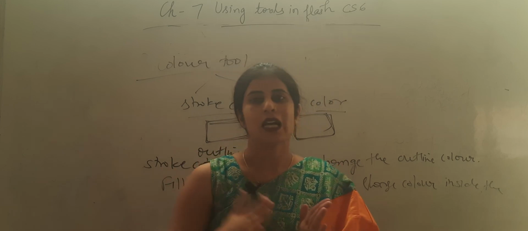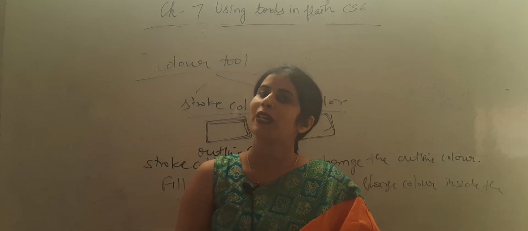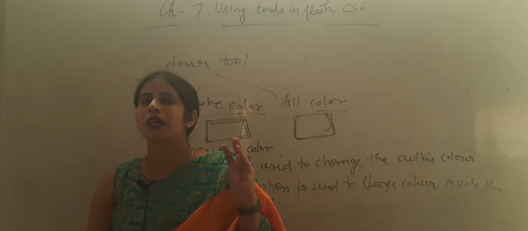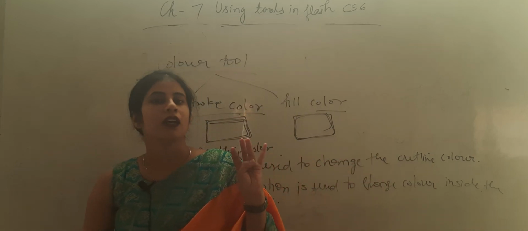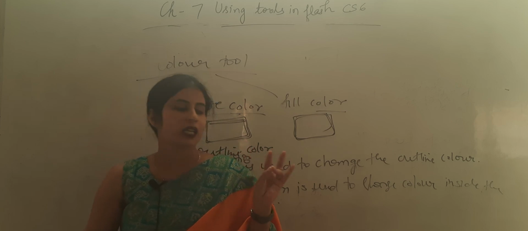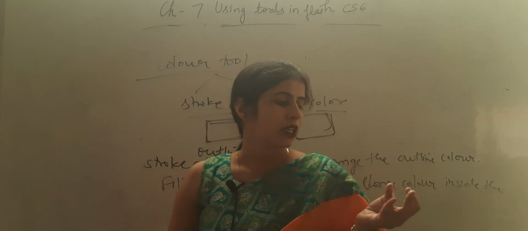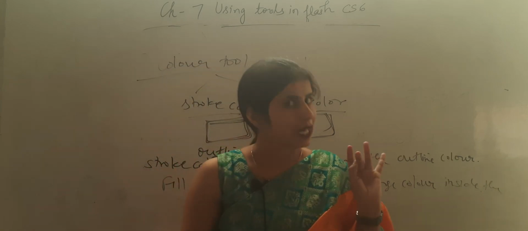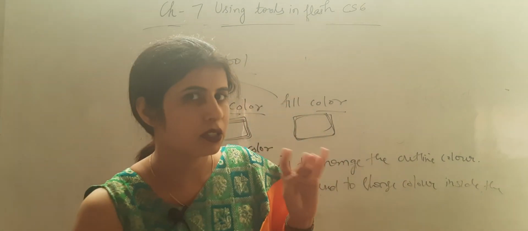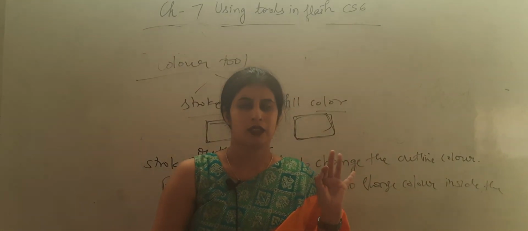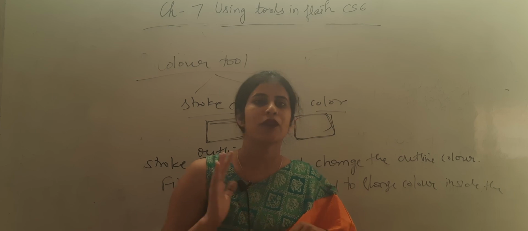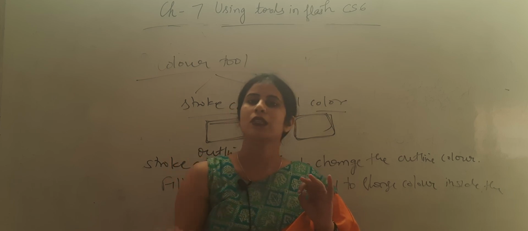So these are the tools of Flash. How many are there in total? First is line, then pen, then pencil, then polystar, eraser, rectangle, oval, paint bucket, text, hand, color. The total is 11. How many tools have we studied in this chapter? We have studied 11 tools in this chapter.